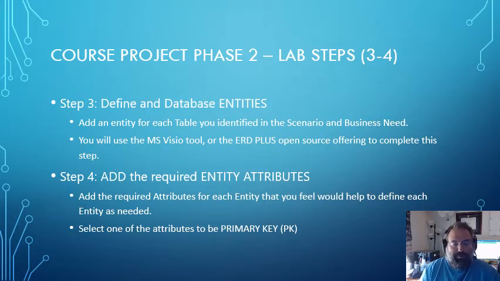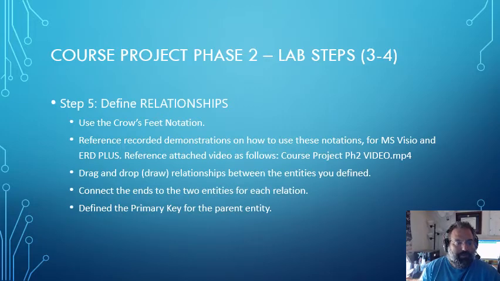Add the required entity attributes. Add the attributes for each entity that you feel would be necessary for that particular entity. Select one of the attributes to be the primary key. Define the relations. Use the crow's feet notation.